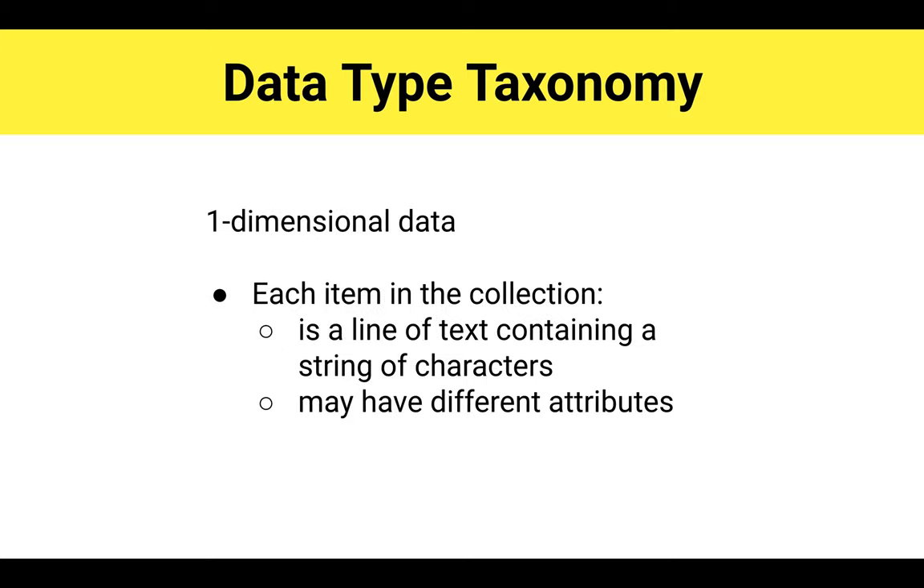One-dimensional data can be thought of as a collection of items where each item is a line of text with different attributes. For example, a file code can be thought of as one-dimensional, with each line having different attributes, such as date and time it was written, author, and whether it was added, modified, or removed.